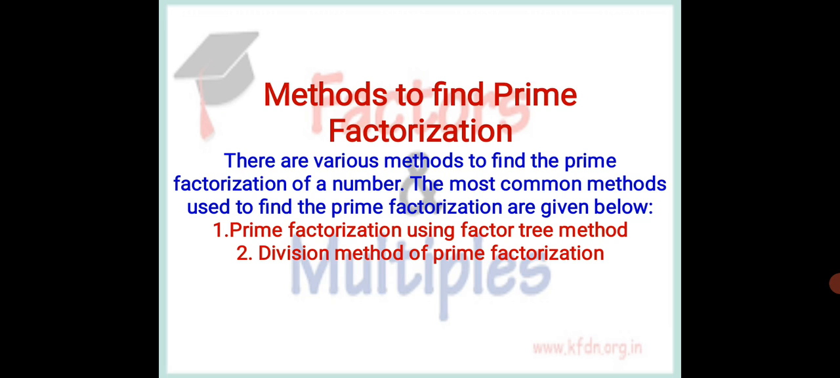Now, methods to find prime factorization. There are various methods to find the prime factorization of a number. The most common methods are given below. There are two methods of prime factorization. One is prime factorization using the factor tree method, and number two, the division method of prime factorization. So first of all, I will discuss the factor tree method to find prime factorization.